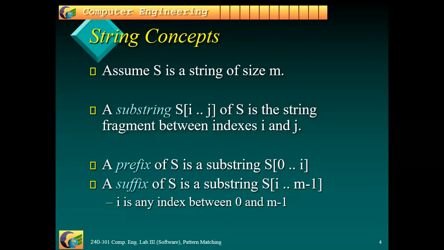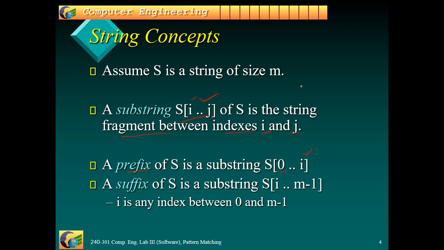A substring s[i..j] is a string fragment starting with index i to j. If I have any substring represented as s[i..j], it represents the characters from indexes i to j over that particular string s, right? So what do you mean by prefix? Basically, a prefix starts with zero always, and runs to any i in the given string.